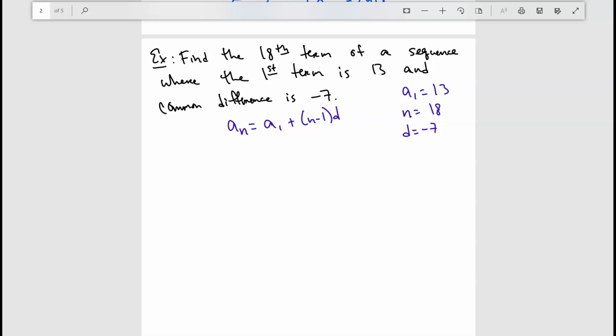So let's plug everything in. So a_18 is going to be equal to a_1, which is 13, plus 18 minus 1 times d, which is -7. This is going to give me 13 plus 17 times -7. So I'm going to plug this into my calculator, and what I'm going to end up getting is -106. That is going to be my solution.